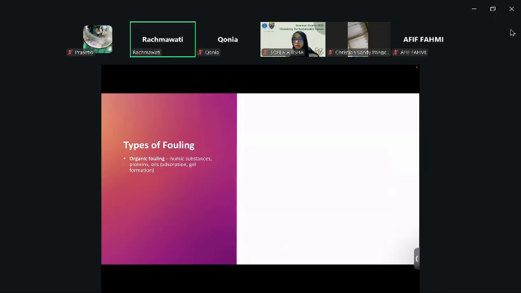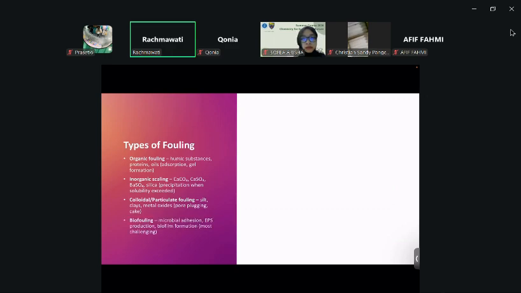Now, the types of fouling itself could be organic, like from the humic substances, proteins, or oil due to adsorption or gel formation. And they can also be inorganic scaling. For example, you have a precipitate of calcium carbonate or calcium sulfate, barium sulfate, or silica, and also some colloidal or particulate fouling, like silts, clays, metal oxide, and so on. And it can cause pore plugging, making a cake layer on the surface of the membrane.